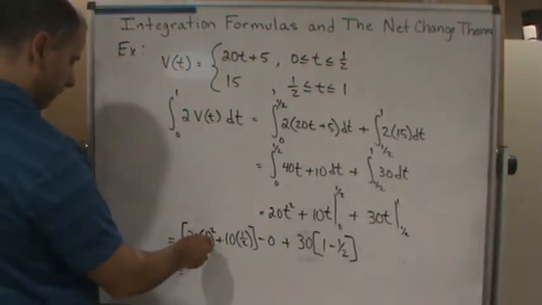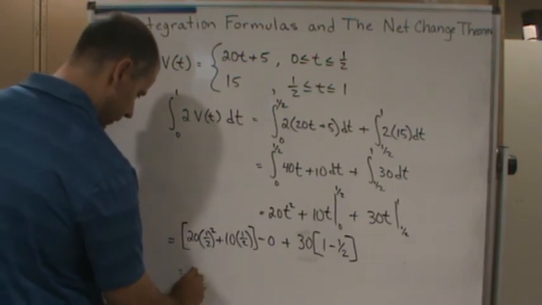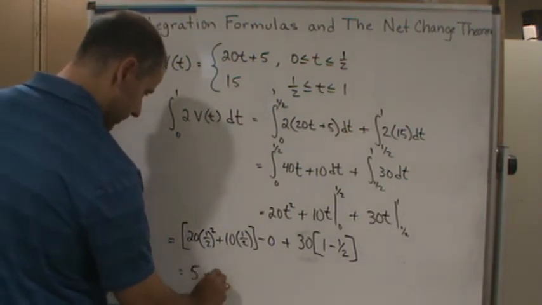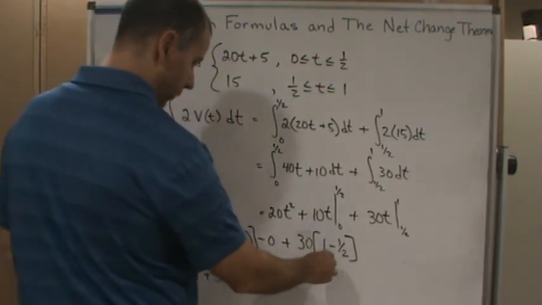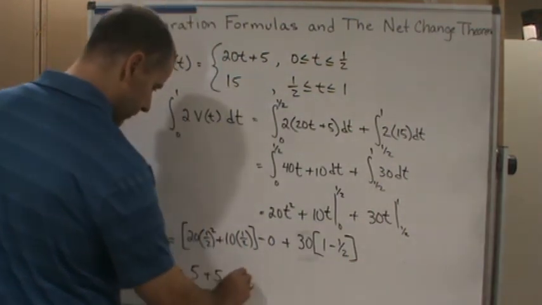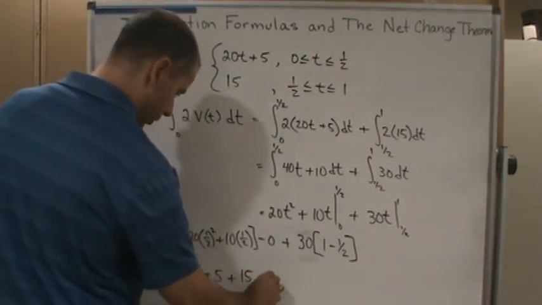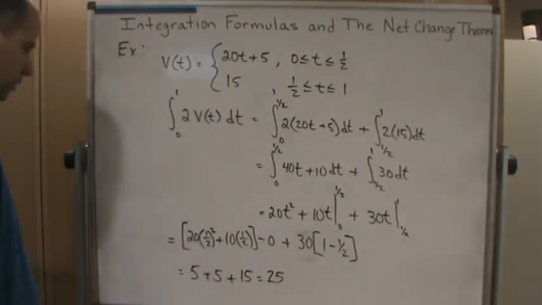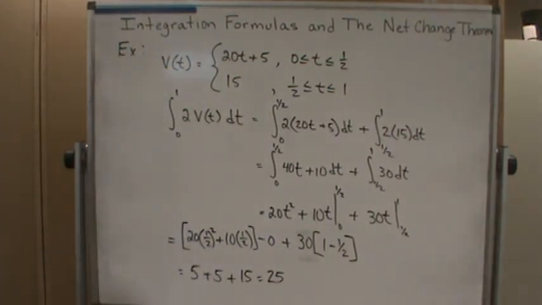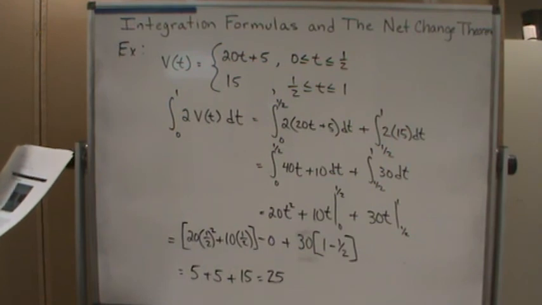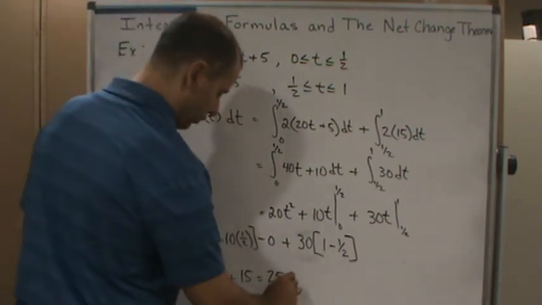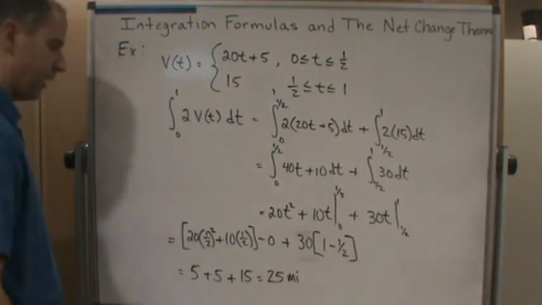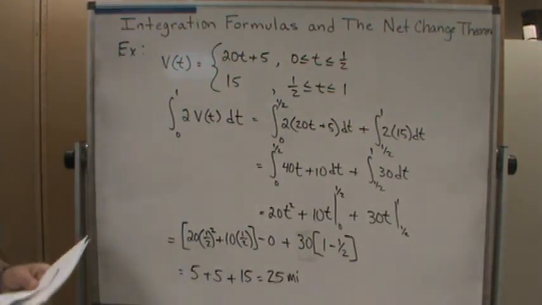So this is going to be a fourth, so 20 divided by 4 is 5. So I get 5 plus 5 minus 0 plus what? 1 minus a half is a half, so half of 30 is 15. And so the answer is 25. Now what were the units? Miles per hour, right? So the velocity is in miles per hour. So he traveled 25 miles the first hour of ice boating.